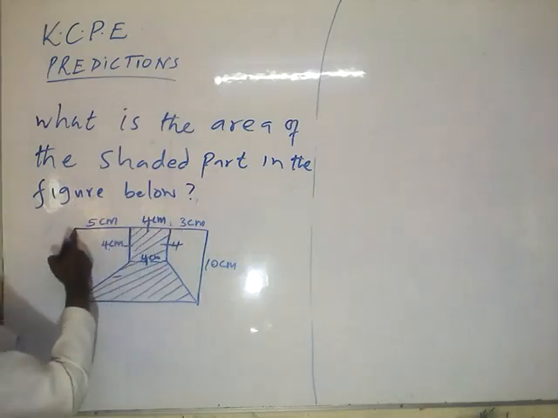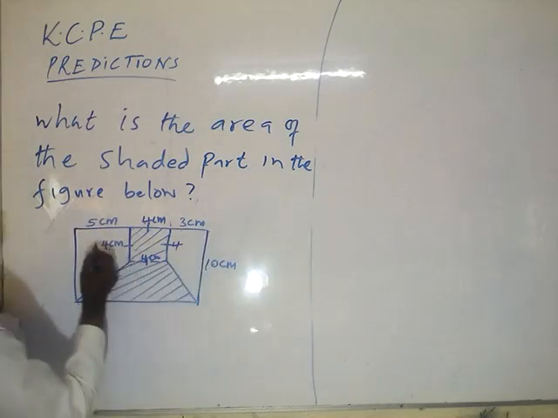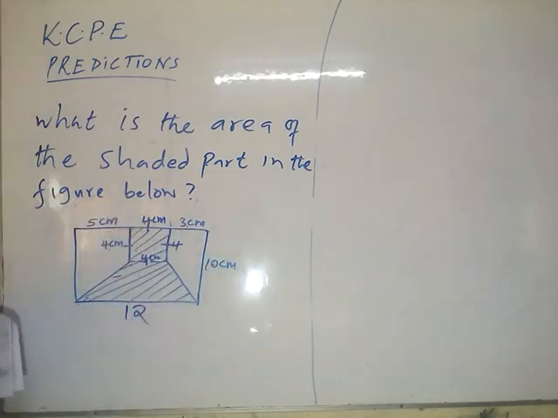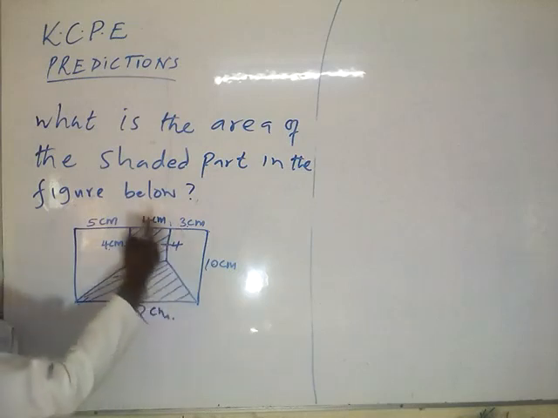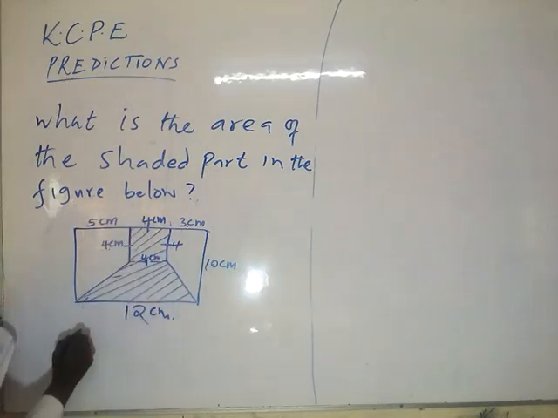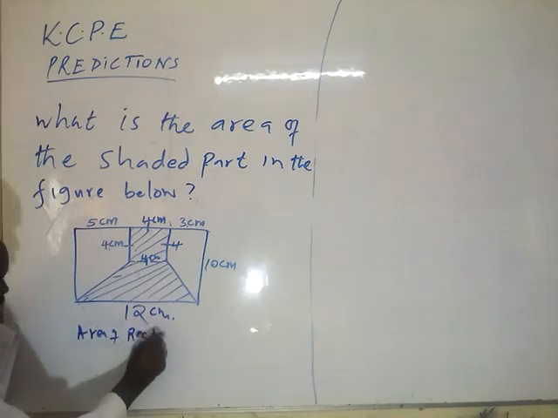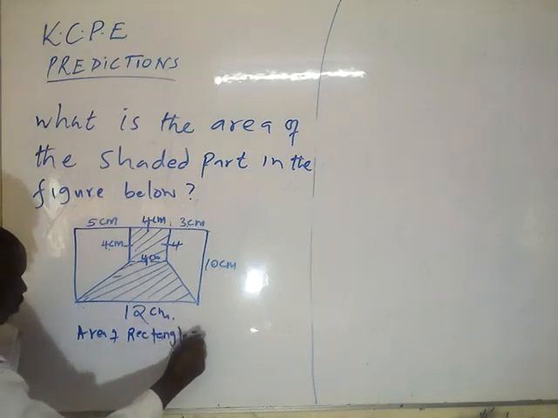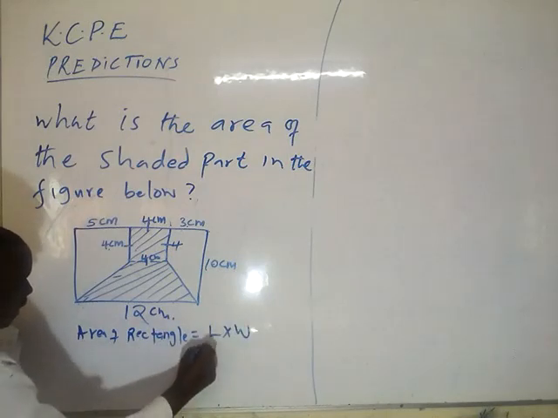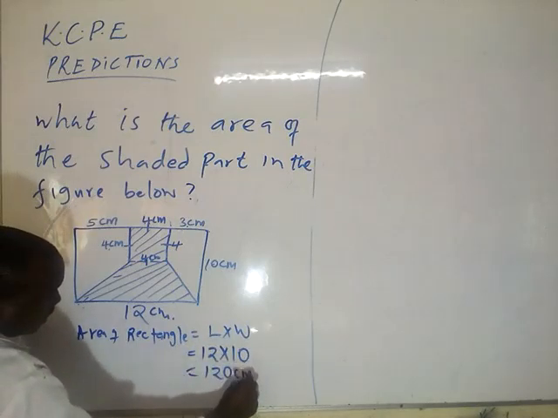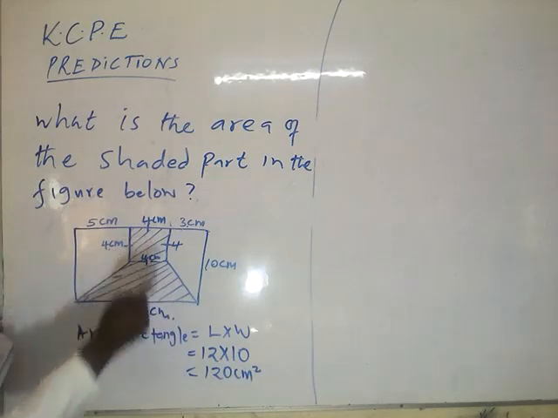Now this one will help us to get the length of the whole rectangle. So from here up to here is 3 plus 4 plus 5, which is equal to 12 centimeters, right? Now we have all the information we want. So let us calculate the area of the entire rectangle. Area of rectangle is equal to length times width. The length is 12, the width is 10. This one is 120 centimeters square. So now we have the area of the rectangle.